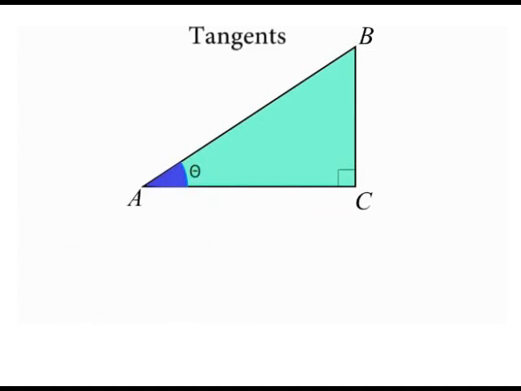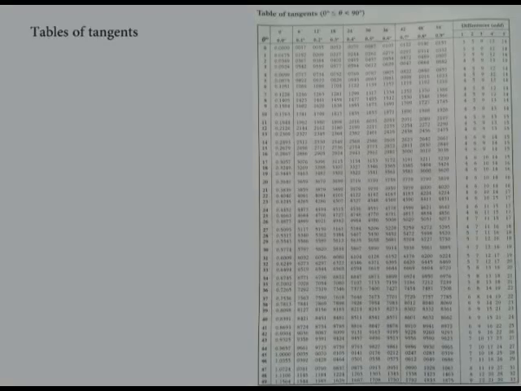Tangent of an angle. The ratio of the opposite side to the adjacent side of an angle is called the tangent of that angle. Mathematically, we say tan theta is equal to opposite over adjacent. And so in this triangle, tan theta is equal to BC over AC. Mathematical tables of tangents give the tangents of angles from 0 to 90 degrees. The tangents increase as the angles increase. Let us see how we read these tables.